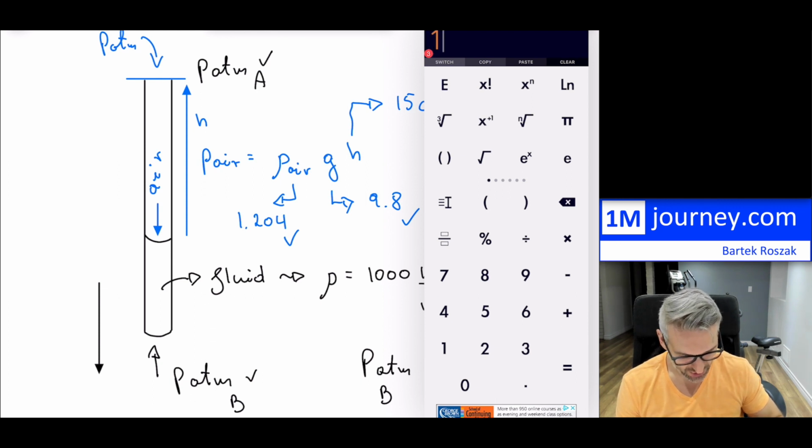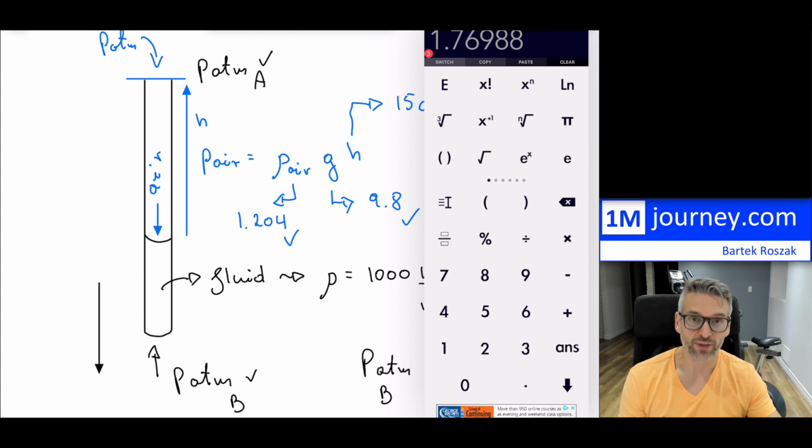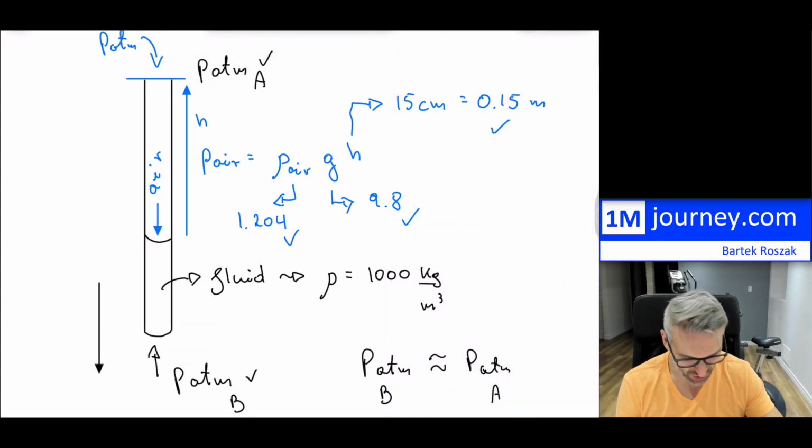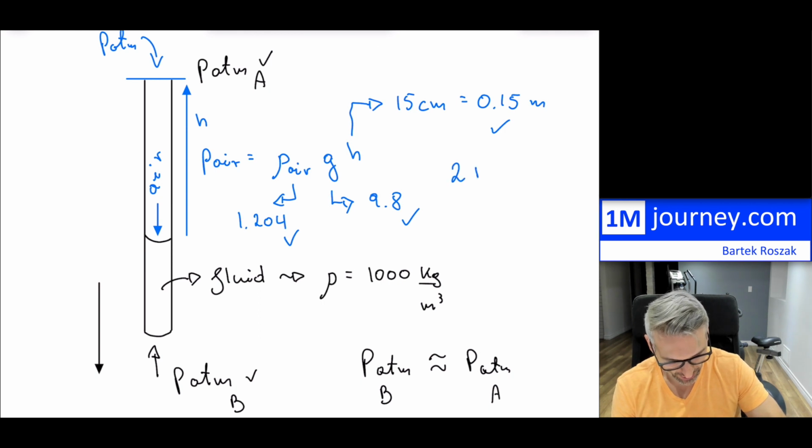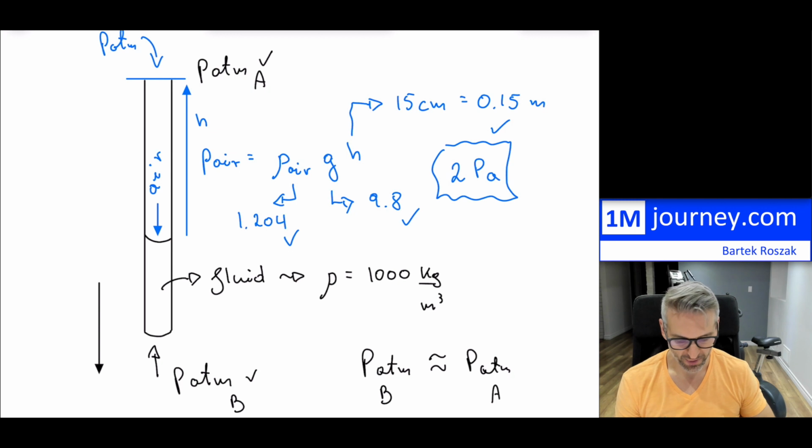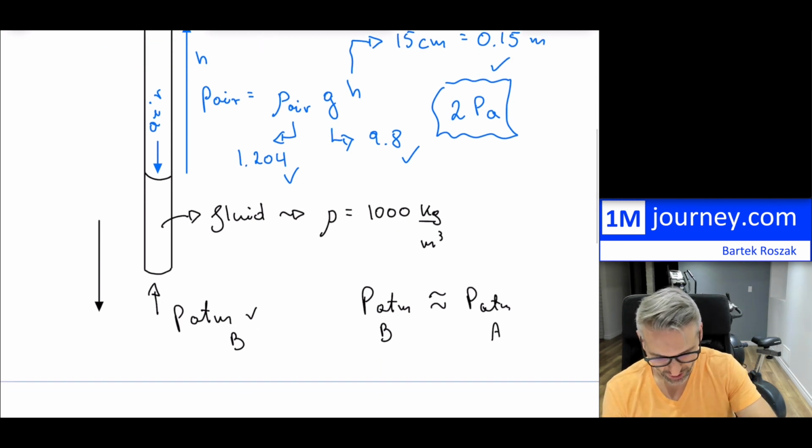So there's no pressure coming in from there. So what you have is 1.204 times 9.8 times, let's say, 15, which is the height. Let's round that. It's 1.769. Let's just say that it's 2 pascals. So that is the pressure. I mean, that's nothing in comparison to what the pressure at the bottom is.